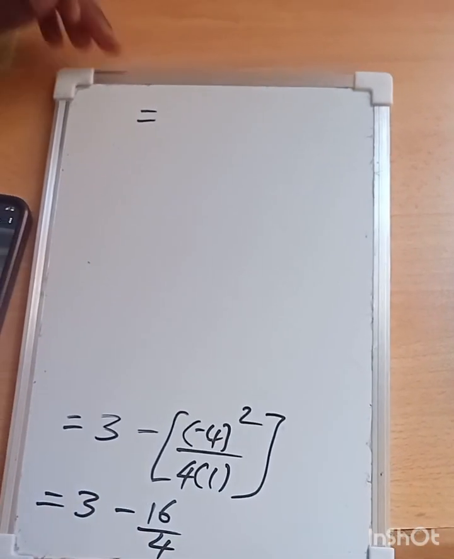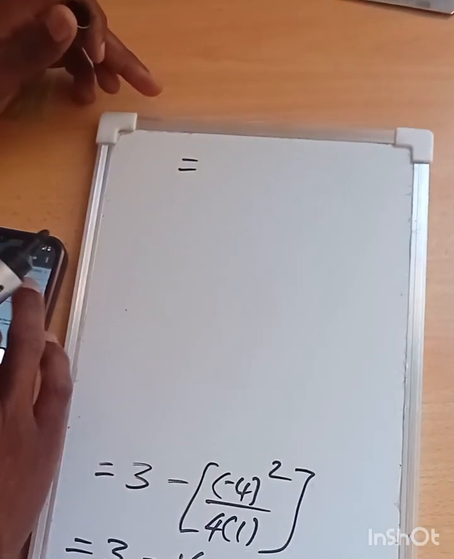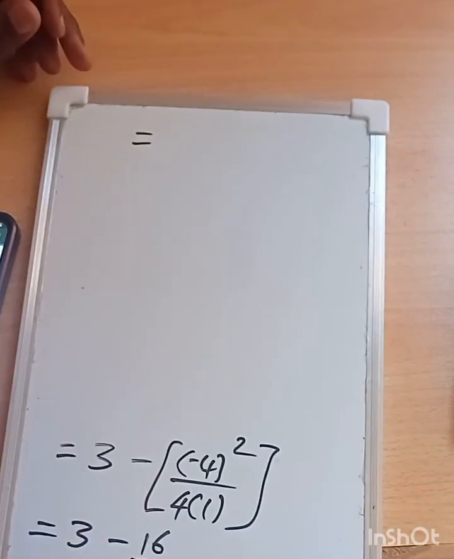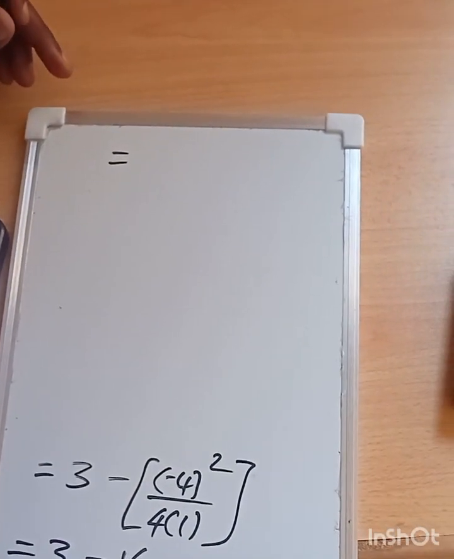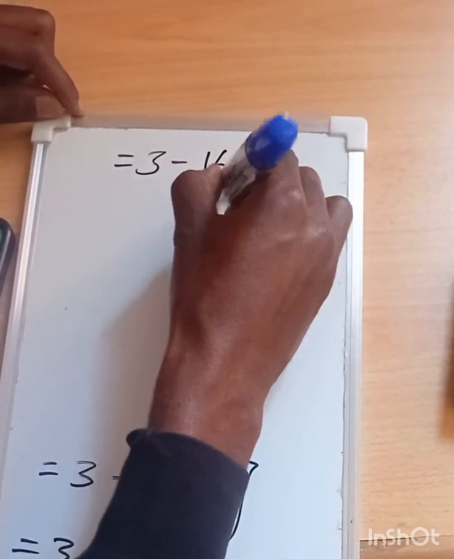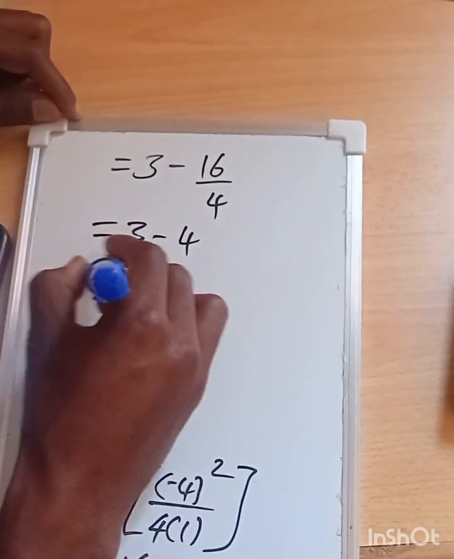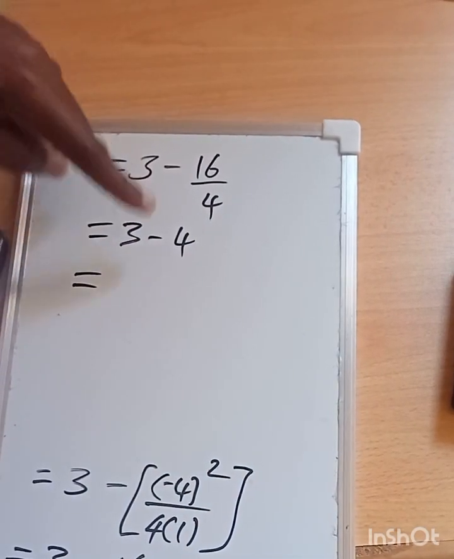Yeah, so continuation of question B. We're finding the minimum value. So we had 3 minus 16 over 4, right? Then you say 4 into 16 is 4. Then here you have to be careful of signs. A lot of people make mistakes.